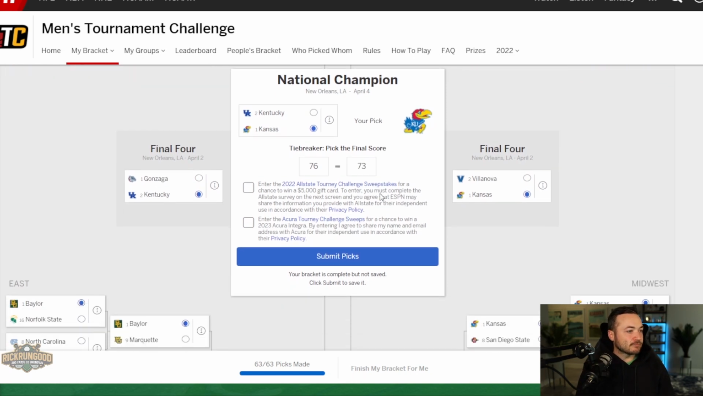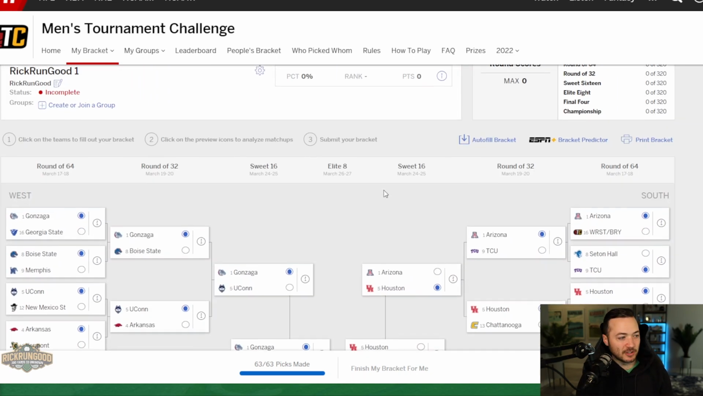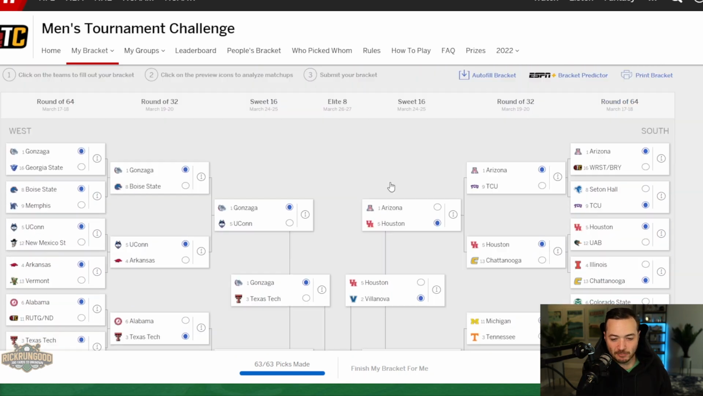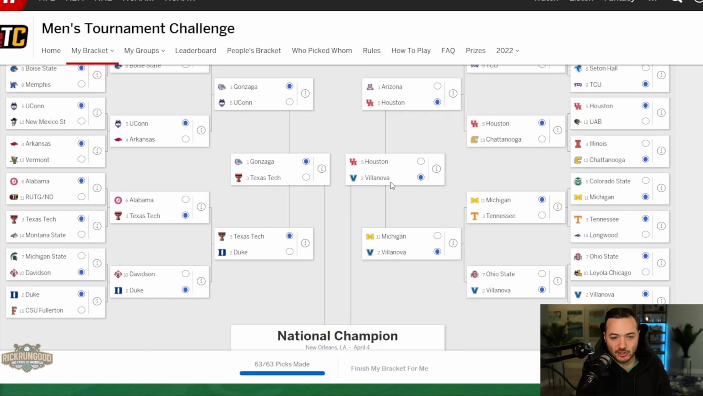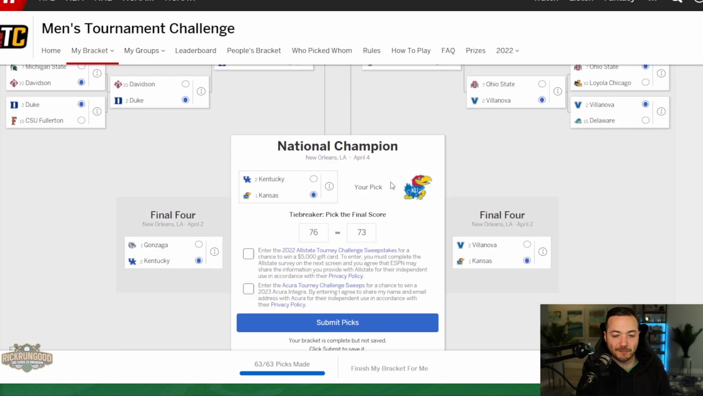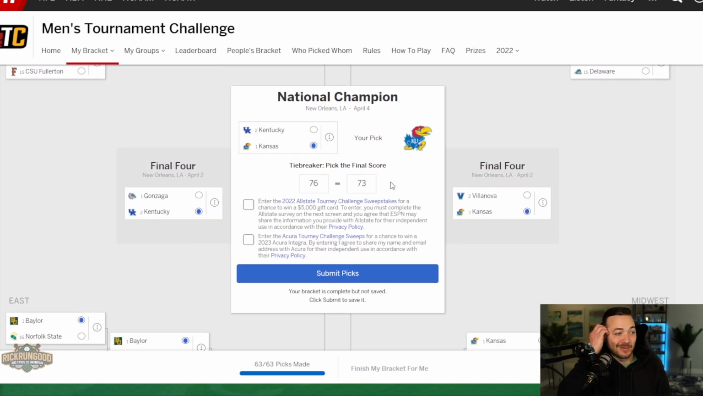There you have it. There's your bracket in all its glory. Highly leveraged, maybe too leveraged in some spots, but I'd rather be too leveraged than not leveraged enough. Kansas to go all the way against Kentucky.